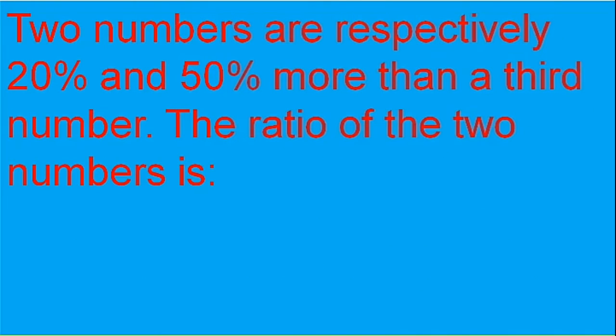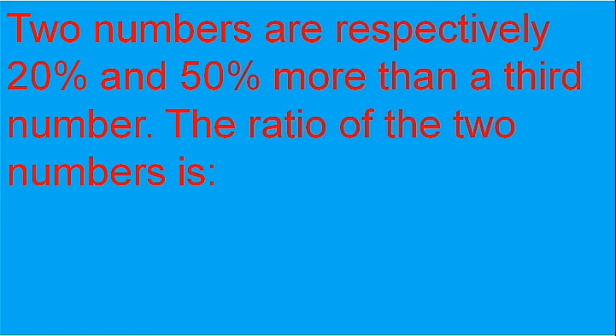Two numbers are respectively 20% and 50% more than the third number. The ratio of the two numbers is? How to do this question? They are given that two numbers are 20% and 50% more than the third number.